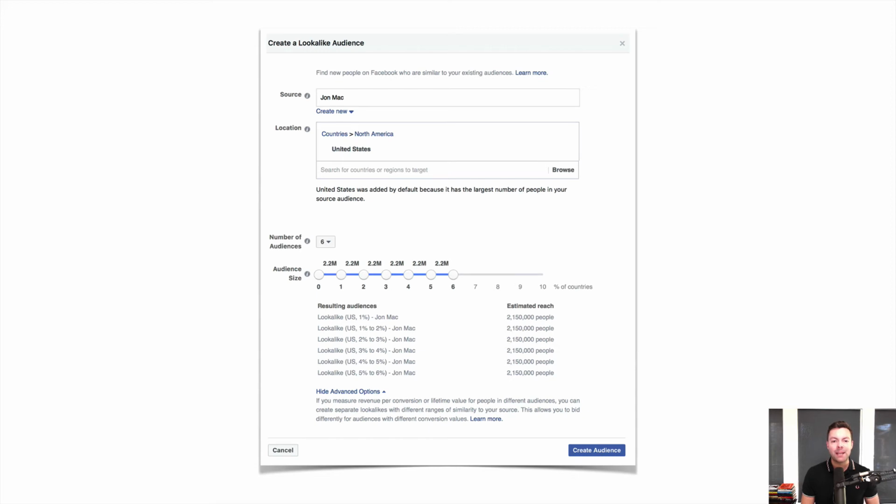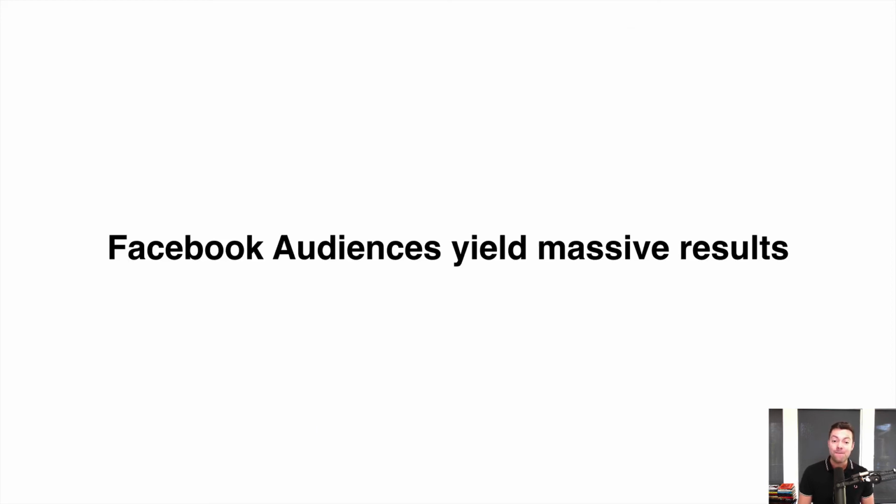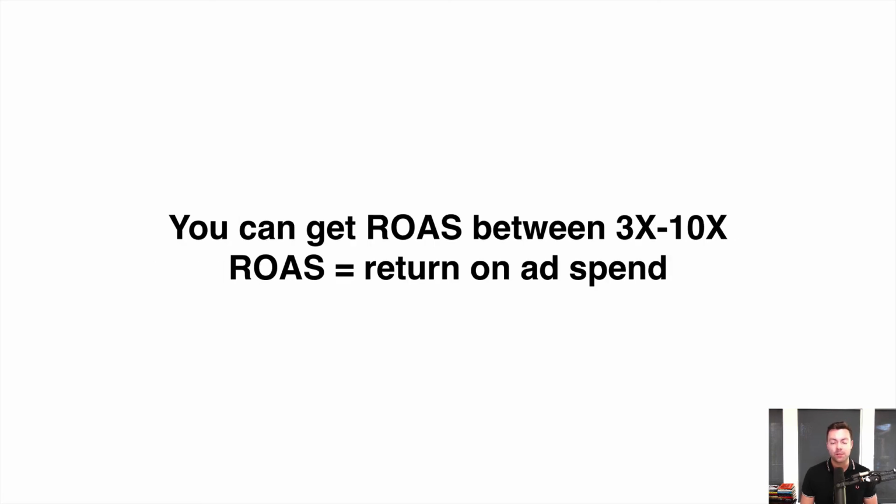So the key here is to really mix and match to see what's going to work best by testing them all. Facebook ads is all about being a mad scientist and testing like crazy to find out what works best in your business with your winning products. And Facebook audiences, I can promise you, yields massive results. You can get ROAS, or return on ad spend, of 3 times to 10 times. Imagine being able to triple your investment or triple your ad spend.